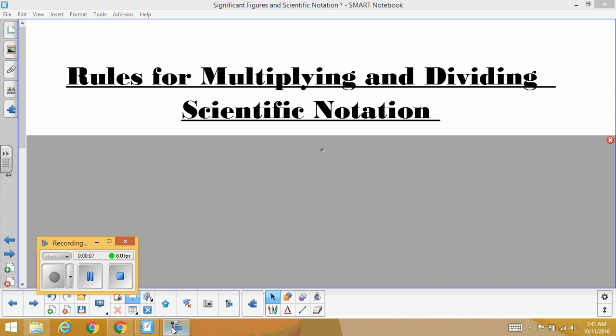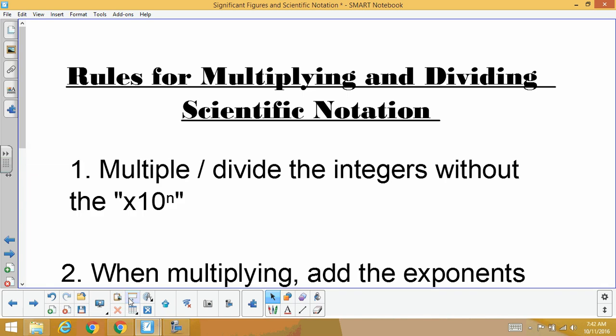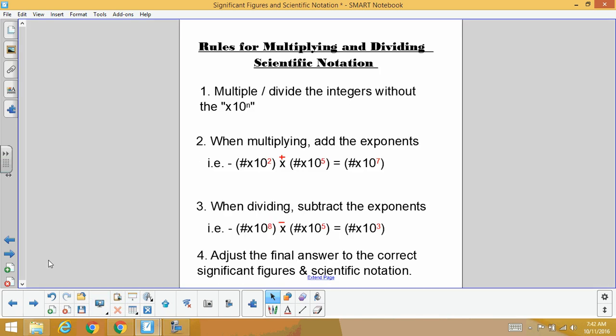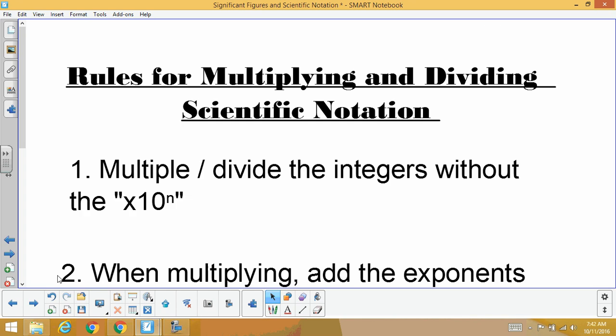Hello, welcome to Rules for Multiplying and Dividing Numbers when they're in scientific notation. Please pause and record these rules on your sheet of paper. Thank you. Now that we have those written down in your notes, we can look at them in more detail.